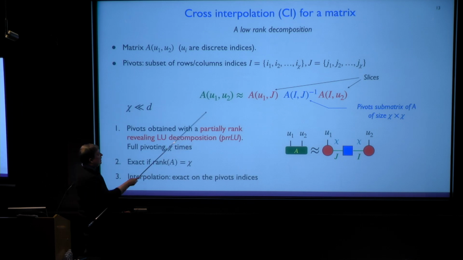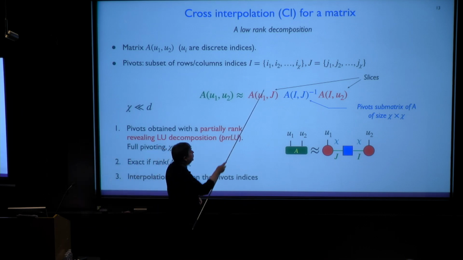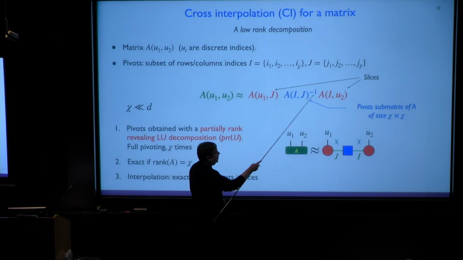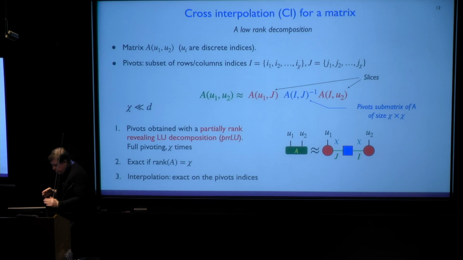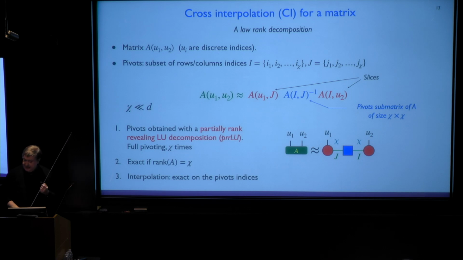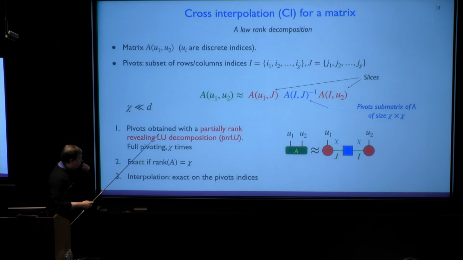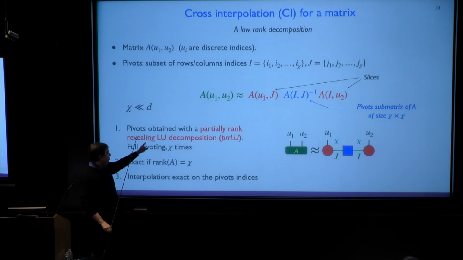This representation has several properties. First, if the matrix is of rank chi, it's exact. And it's an interpolation. If I put here any pivots, for example, I2 here, this will cancel with this term and will give me exactly the slices. So hence the name, it's an interpolation of the full matrix given some rows and some columns. The question, of course, is how do you find those pivots? There are several ways to do it. The way we now do it is using an LU decomposition because, in fact, this representation is equivalent to an LU decomposition.